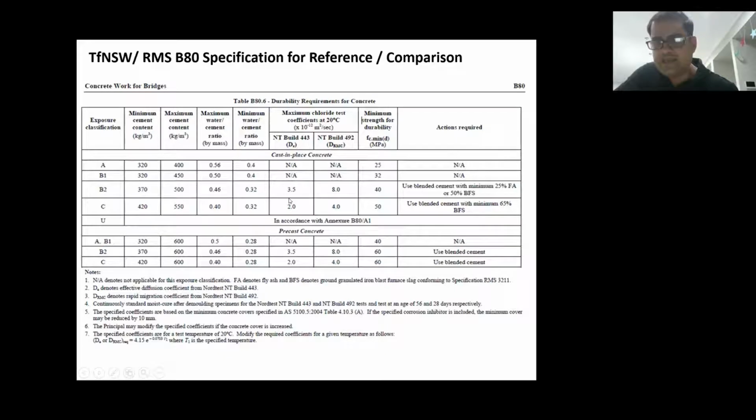What is C? C is marine environment. So anyone who's working in marine, this is C. They have a very stringent 2 multiplied by 10 raised to power minus 12 square meter per second.